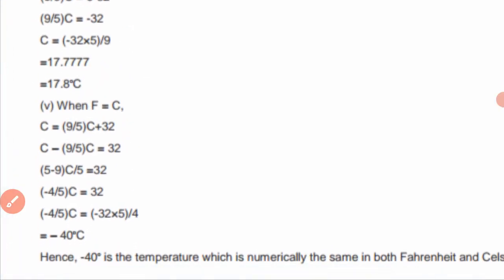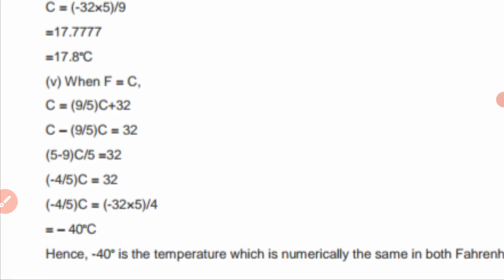Now after this, see its fifth part. In the fifth part, it is asking is there a temperature which is numerically the same in Fahrenheit and Celsius? If yes, then what? So here we have to find the equal temperature, meaning F equals C. Now we will put F equals C, meaning in place of F we will write C. So C equals 9 upon 5 C plus 32. Now here C minus 9 upon 5 C equals 32. So (5 minus 9) into C upon 5 equals 32.